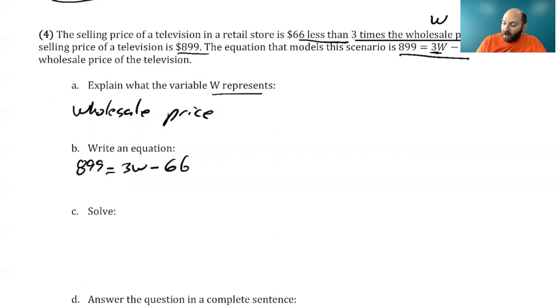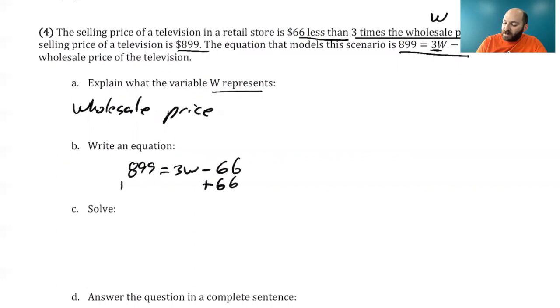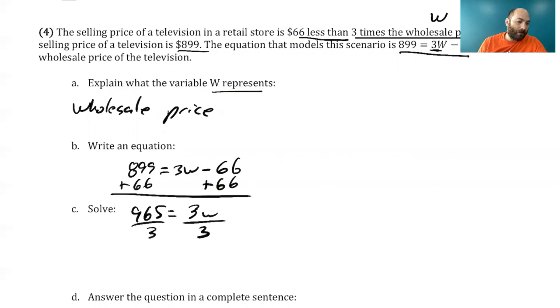I'm going to just move this over a little bit. Whoops, missed a part. There we go. So I'm going to do my solving now. I'm going to add 66 to both sides. So I got $8.99 plus 66 is going to give me $9.65. And then I'll divide both sides by 3. Okay, I get 321.67.